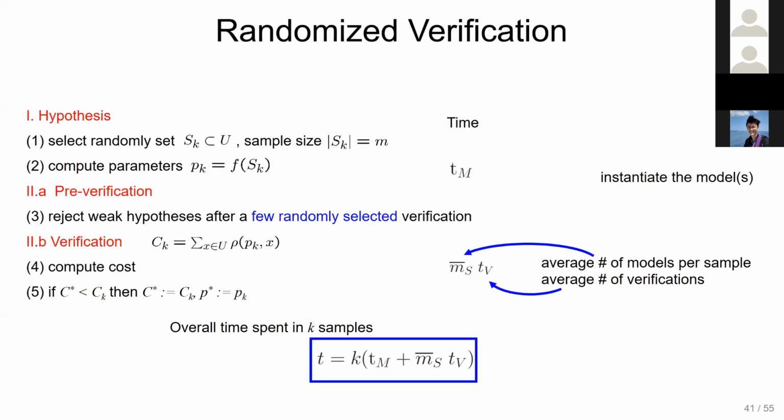So now we can introduce some pre-verification tests, which is, we draw a few correspondences at random, we verify them, and if it looks like this hypothesis is unlikely to be a good one, we can reject it. Otherwise, we verify everything. So this way, we can reduce the number of verifications per model. So the overall time will decrease.